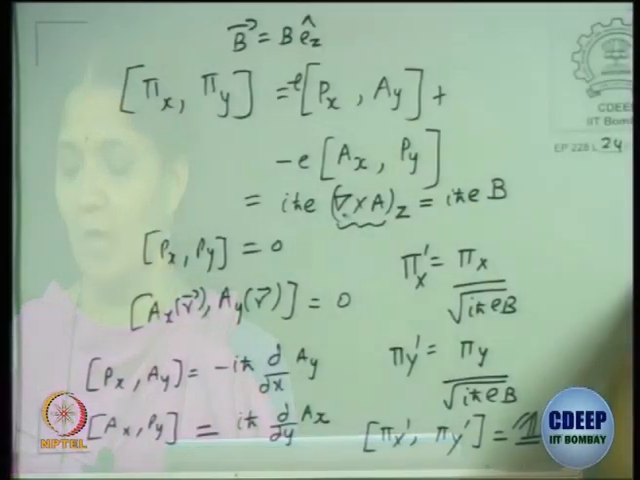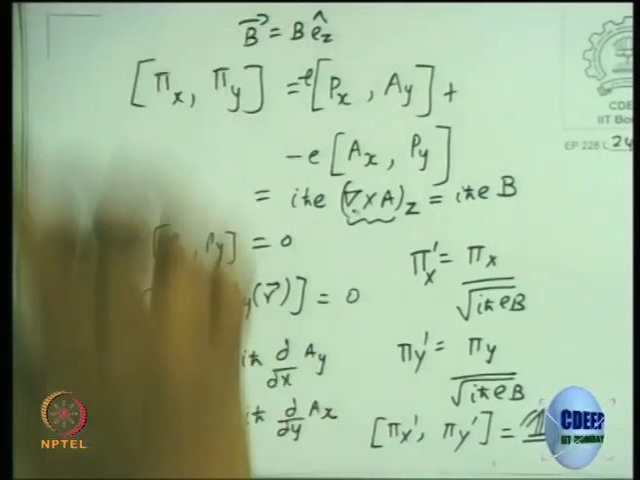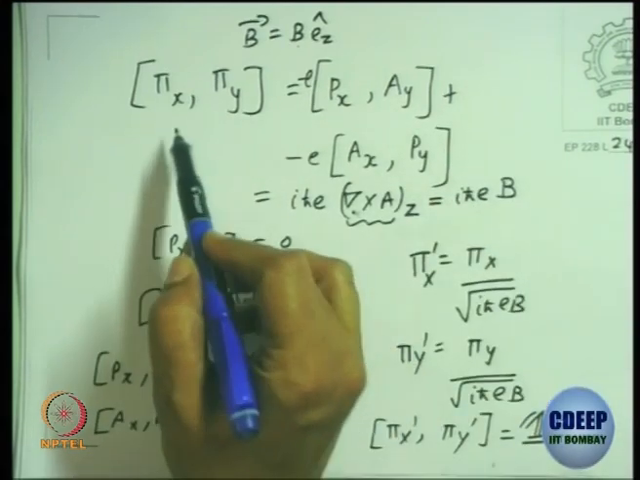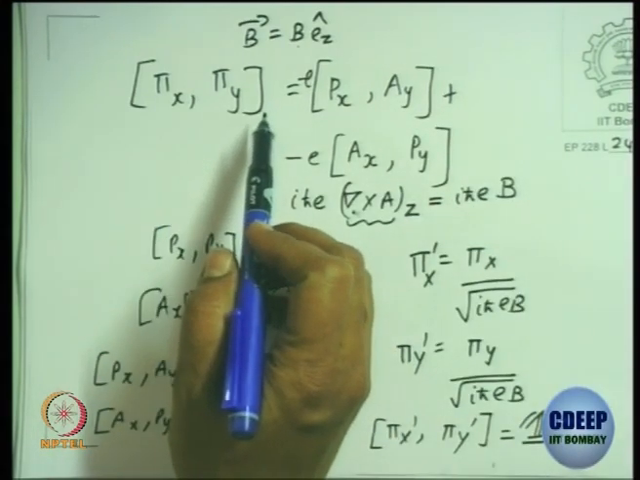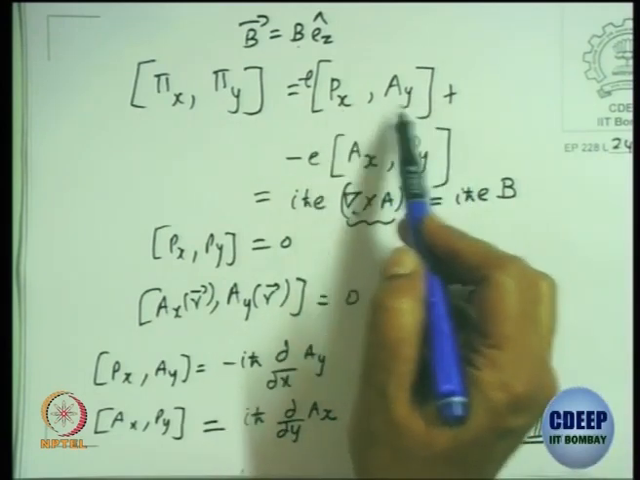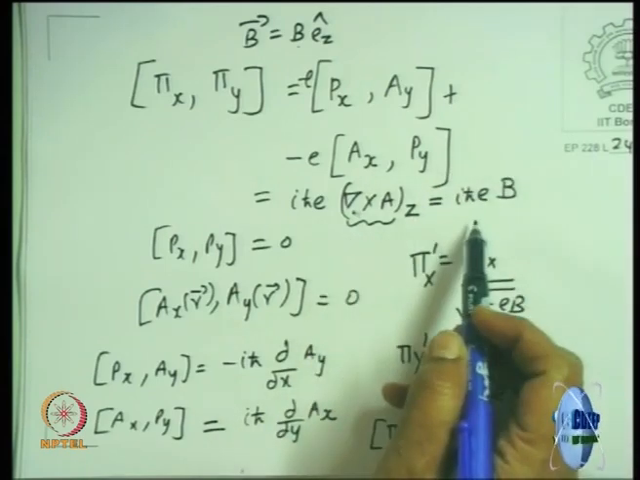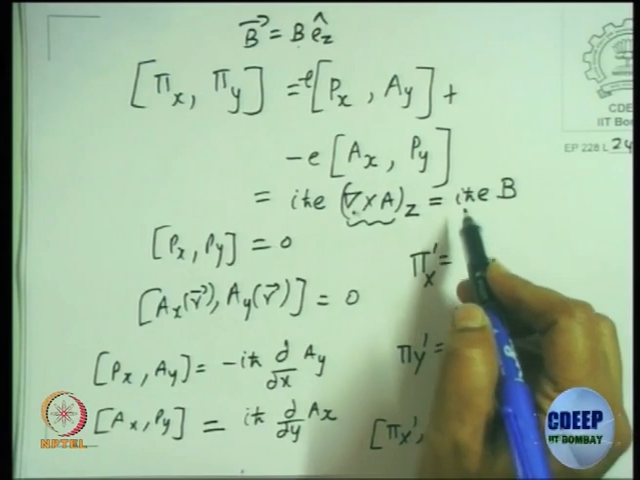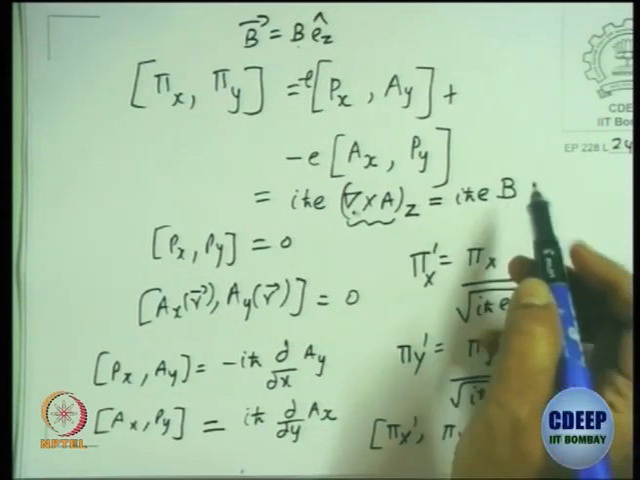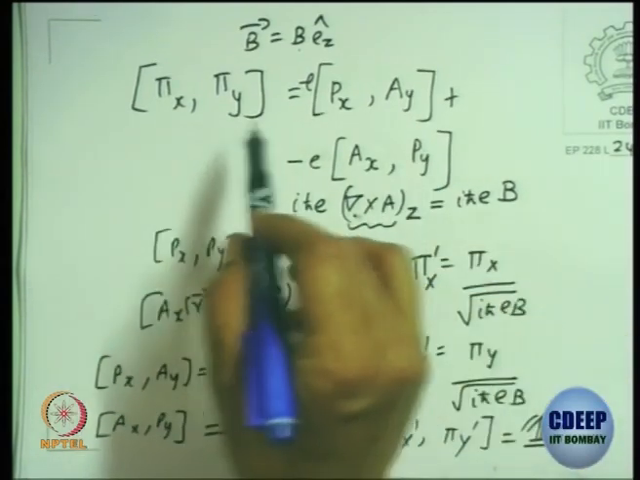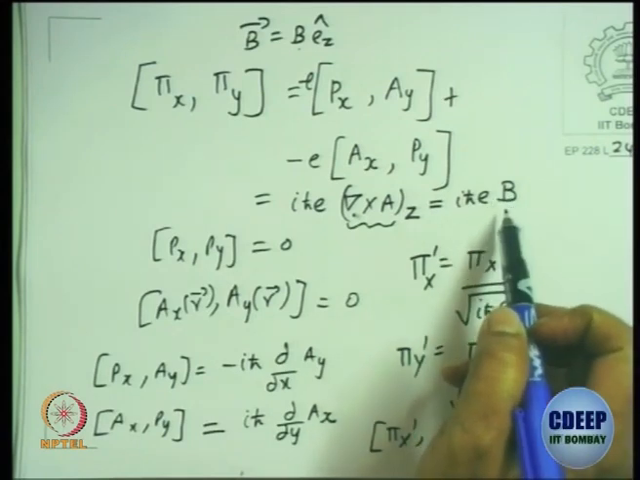So, let us use these data and work out the case of a particle in a magnetic field along the z direction, with magnitude B. Try to compute the commutator of πx with πy. The non-zero commutators are px with Ay and Ax with py, and that gives us a constant. Okay. So the commutator of πx with πy is not 0 like px and py, but it is non-zero, and it is a constant that depends on the magnetic field.